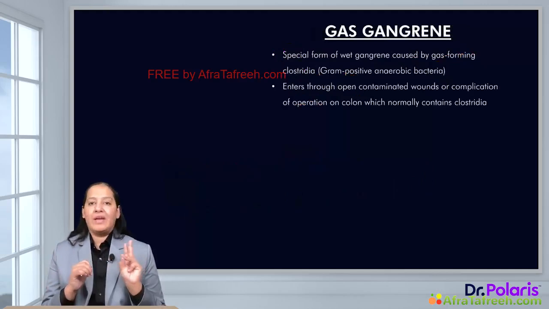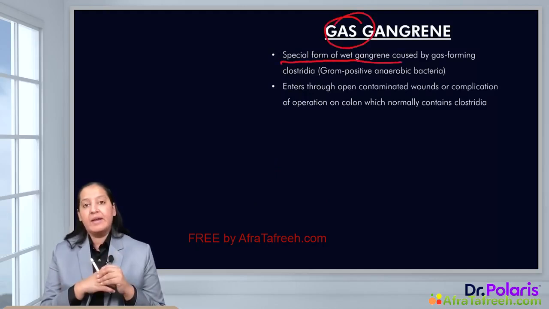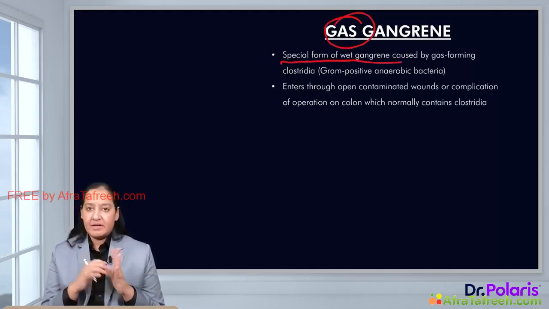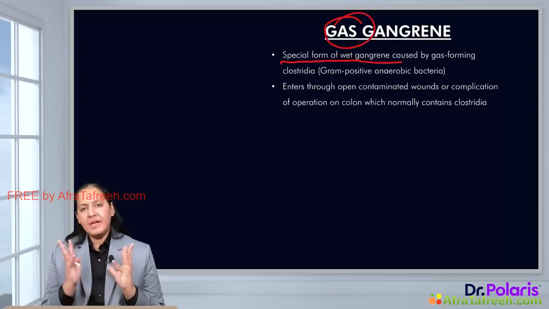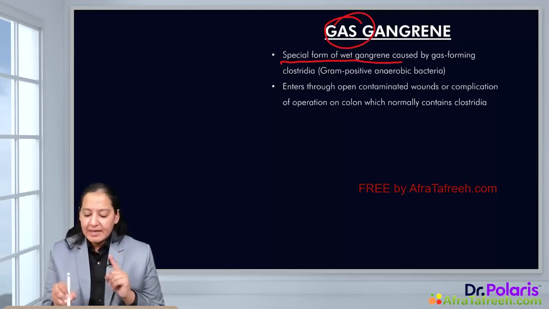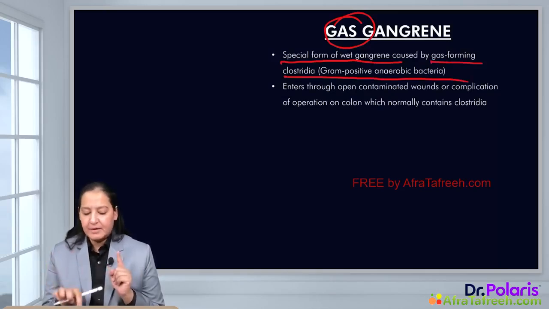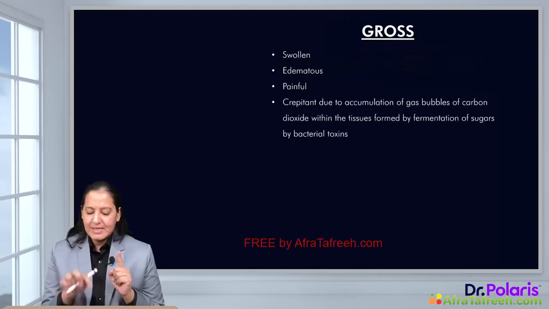Coming to the third type of gangrene, a variant of wet gangrene, which is known as gas gangrene. So gas gangrene is a special form of wet gangrene. Here also bacteria will come. But which bacteria? There are some bacteria in microbiology which form gas. So basically these are gas forming bacteria, usually Clostridium. Clostridium is there. So here the organ is, you can see the diagram.